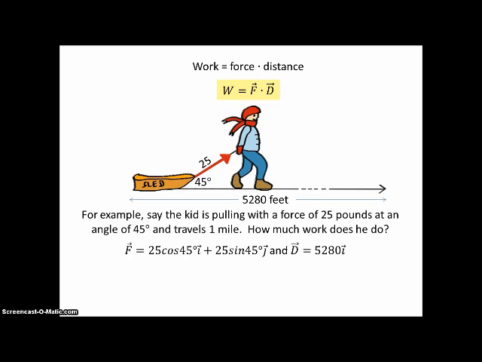This is two-dimensional, not three-dimensional actually, although the formula works for 2 and 3-dimensional problems. So then the distance vector is just 5280 times i. So we dot those two together, and notice that the j component of d is just 0. And we get approximately 93,338 foot-pounds.